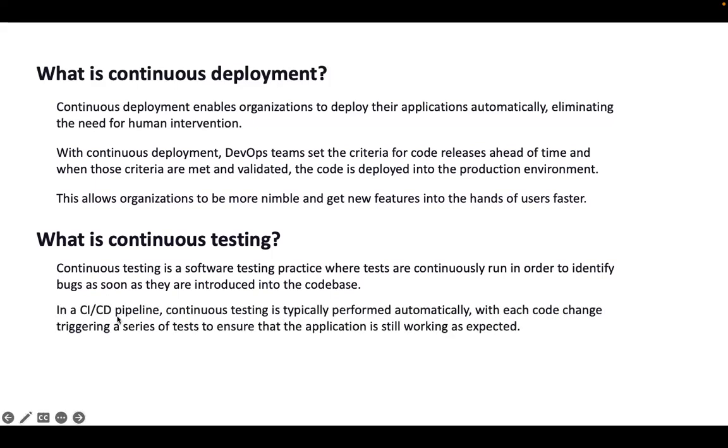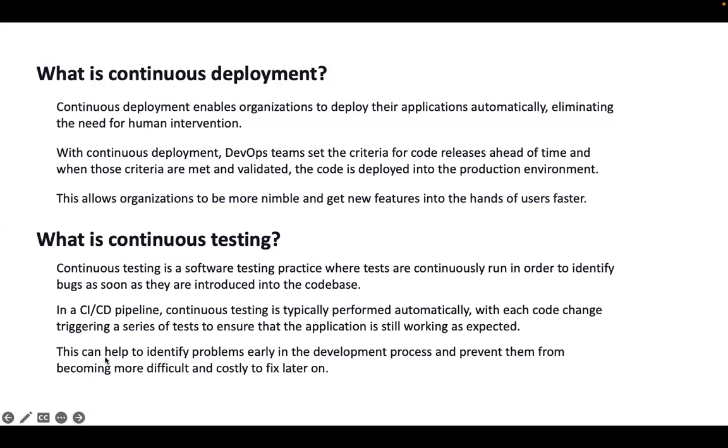In a CI/CD pipeline, continuous testing is typically performed automatically, with each code change triggering a series of tests to ensure that the application is still working as expected. This can help to identify problems early in the development process and prevent them from becoming more difficult and costly to fix later. Okay. By this statement, let me tell you one more thing which may help you further.